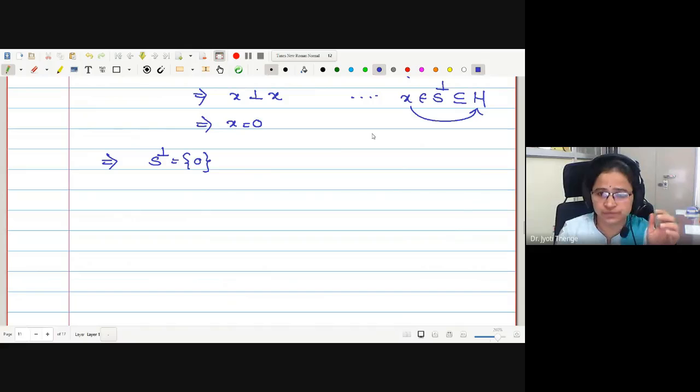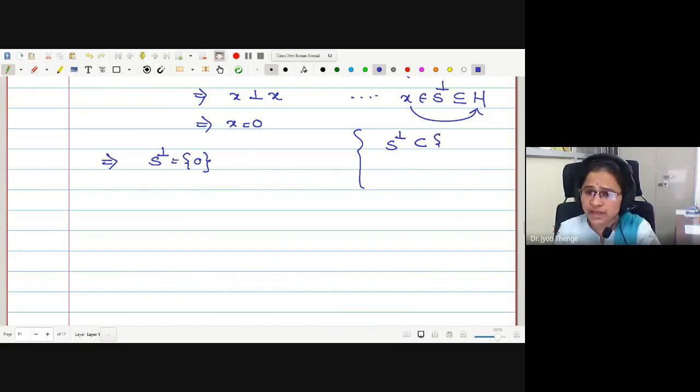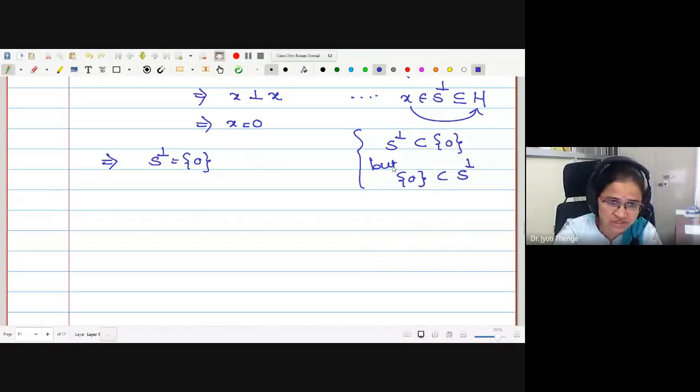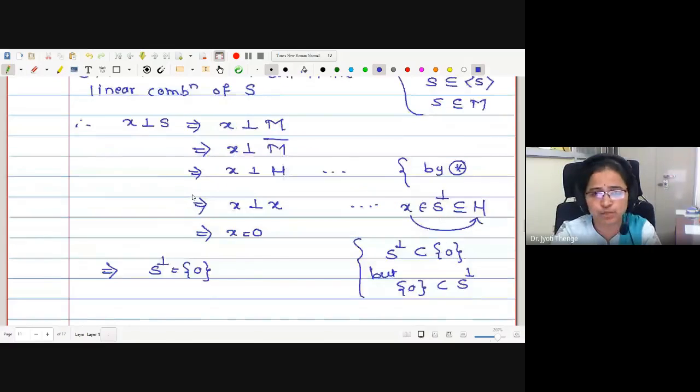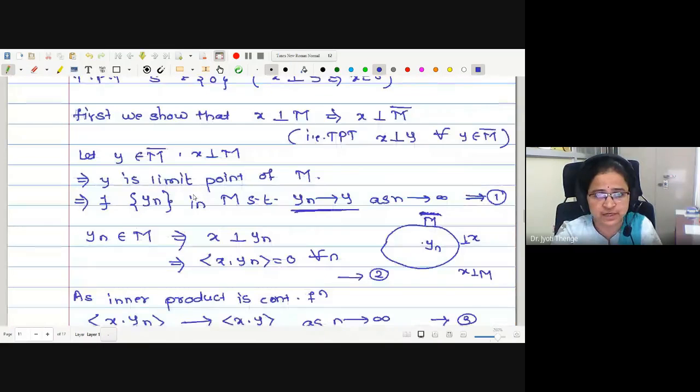Or, if someone wants to write it like this, one can write S perp is contained in singleton 0, because x in S perp implies x is equal to 0. But as S perp is a subspace, singleton 0 is always contained in S perp. Combining both results, one can say S perp is equal to singleton 0. Hence, this is the proof of the first part of the statement.